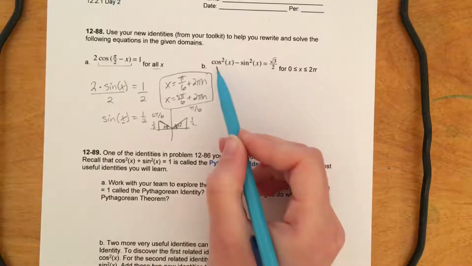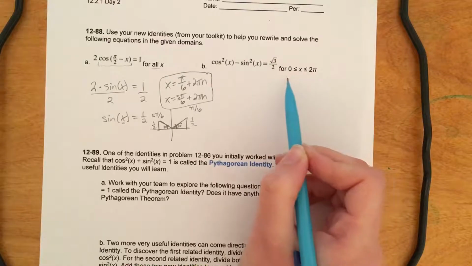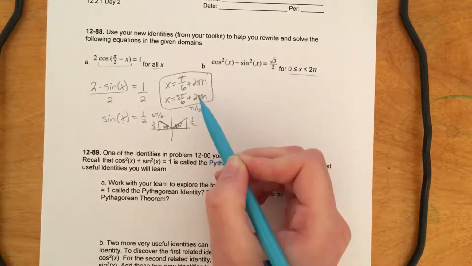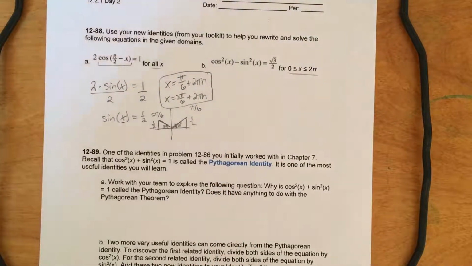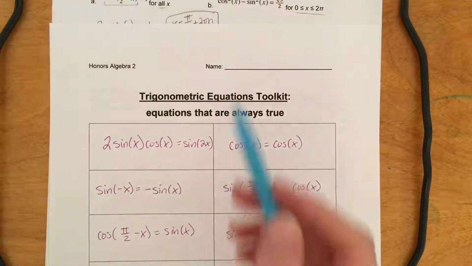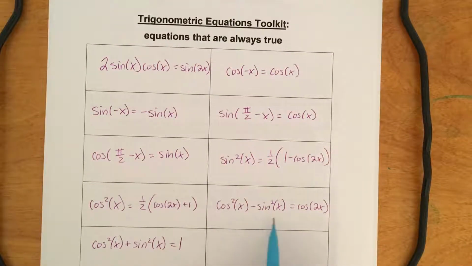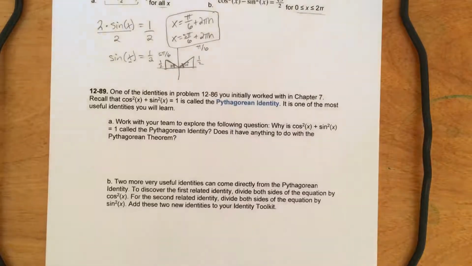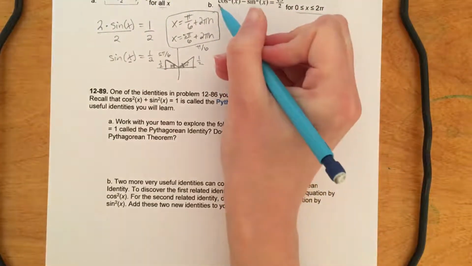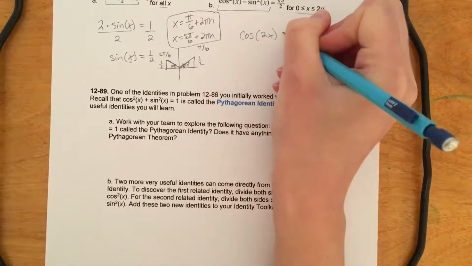Second one, part B, says cosine squared of x minus sine squared of x equals radical 3 over 2. And this is just going one time around the circle, so we're not going to do the plus 2 pi n stuff. So if I look at my trig toolkit, here we have cosine squared minus sine squared. That was the question. So cosine squared minus sine squared is going to be worth cosine of 2x. So we're going to swap out this stuff in the equation for cosine of 2x on the inside of the parentheses. Okay? So this whole thing right here will just change to say cosine of 2x equals the square root of 3 over 2.